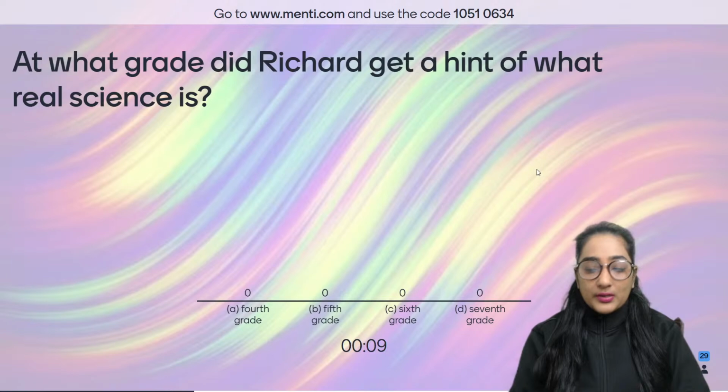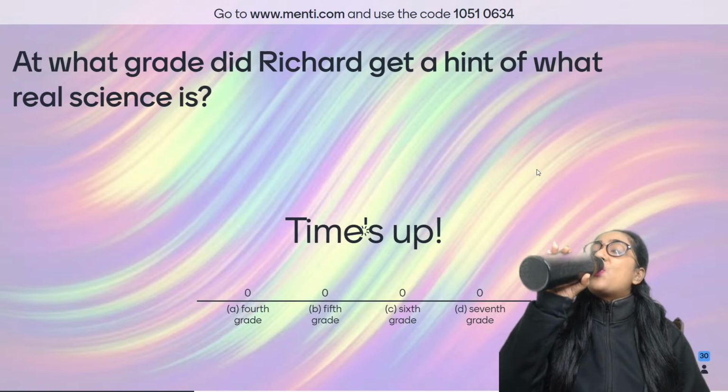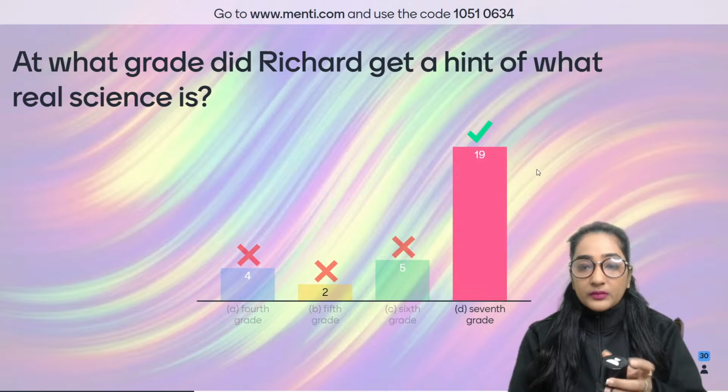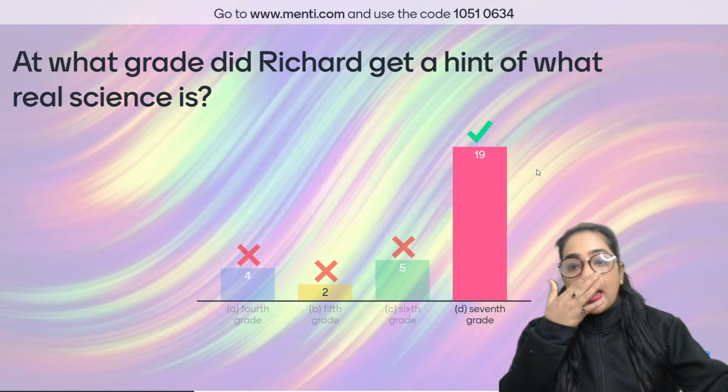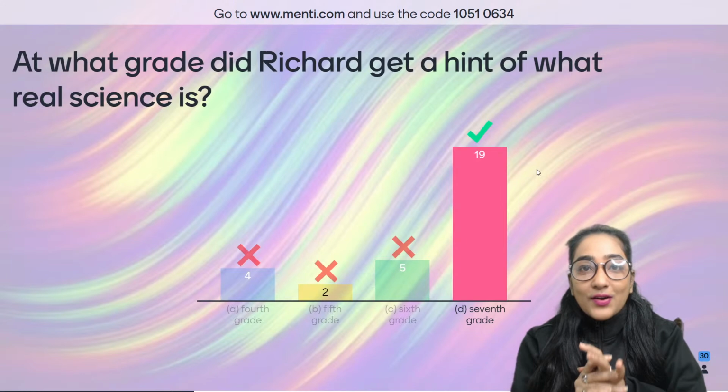Okay, Payal says D. Avandika says D. Prakha says D. Okay, everybody says D. Okay, let's see. Very good, 19 students. 7th grade, it was right, and many congratulations for that. You guys did it so well. And whosoever said 4th grade, 5th grade and 6th grade, 11 students, you guys are wrong about that. You need to be sure that you are listening to me.